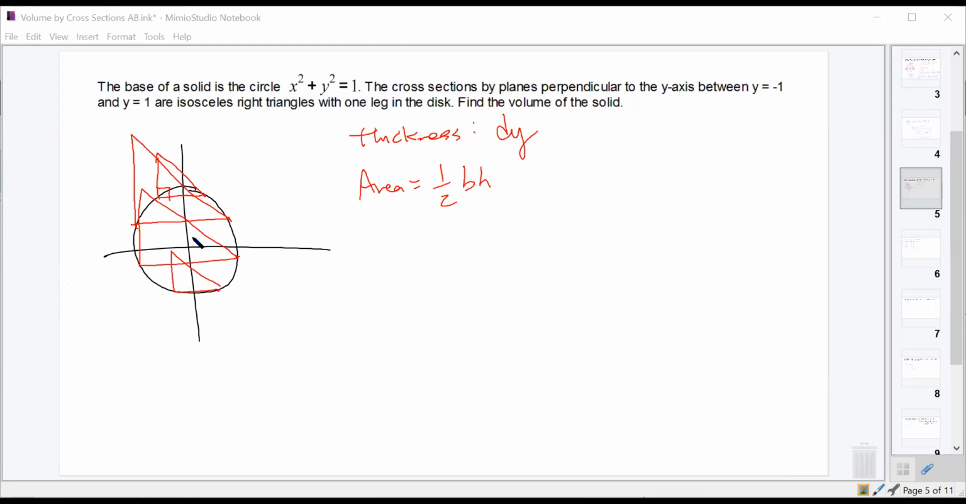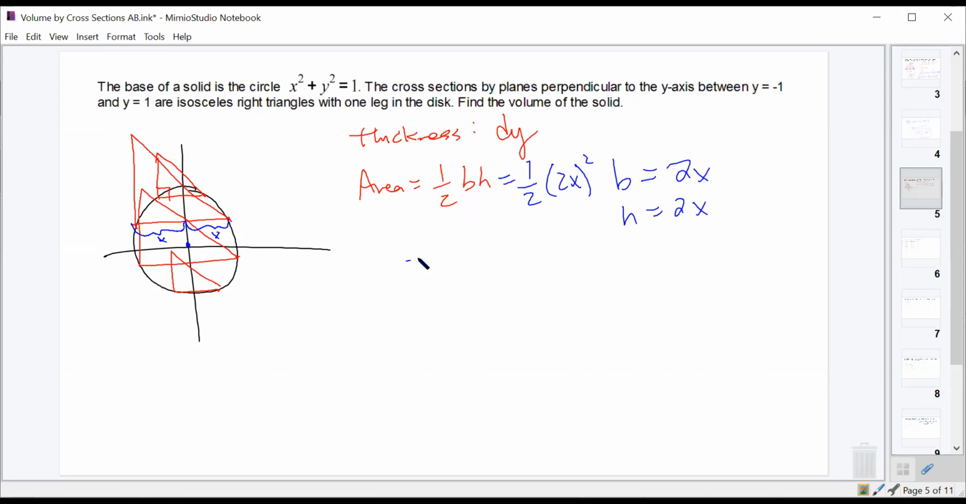Not quite. So where do we measure x from? We measure x from the origin, right? So this side of it is x, and it should also be another x. So the base ought to be 2x. And since they're isosceles, that should tell us that the height is also 2x, which should make this 1/2 of 2x squared.